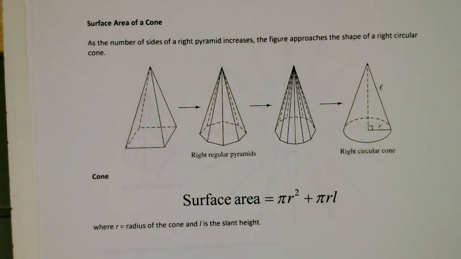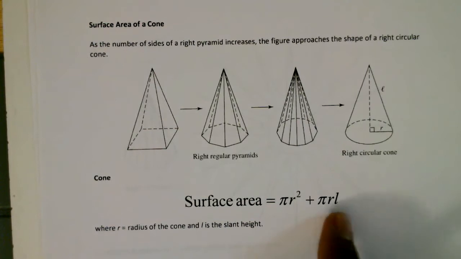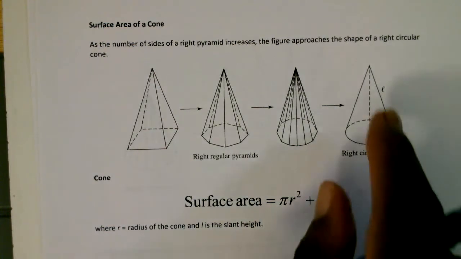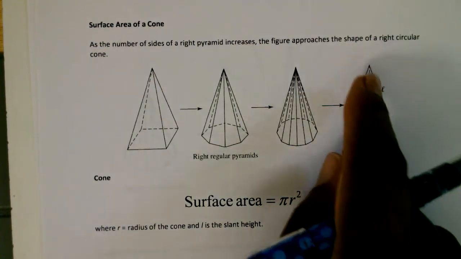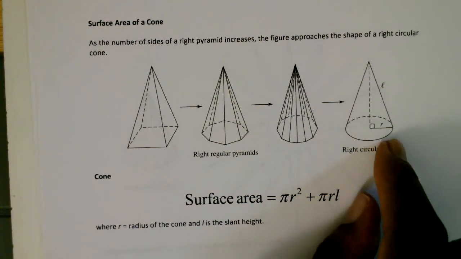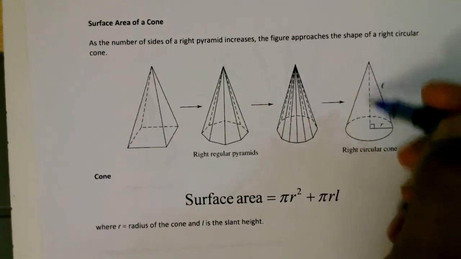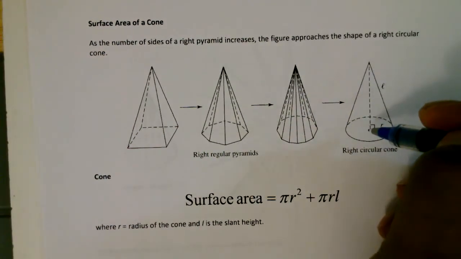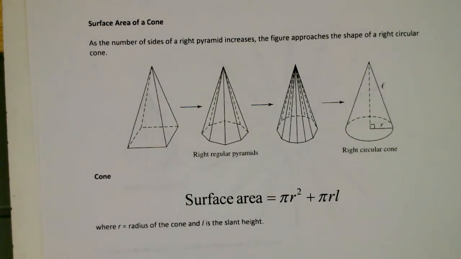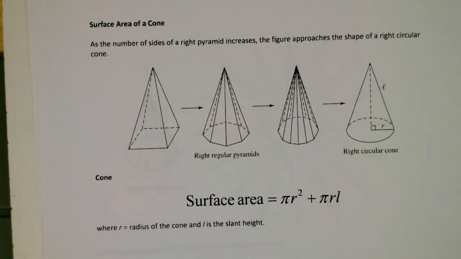The surface area for a right circular cone is going to be pi r squared plus pi r L. And of course, the L is the slant height. That's the height on the face of that cone. Do not get that confused with this height here that goes from the apex to the center of that circle. R is the radius of the circle that goes from the center to a point on that circle.